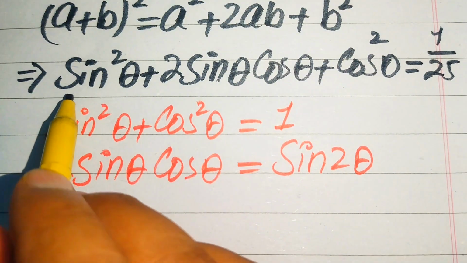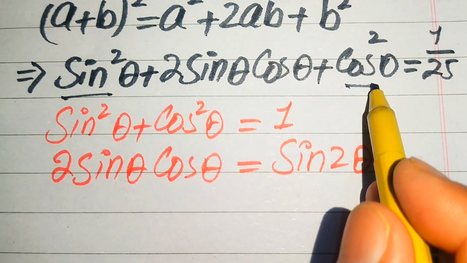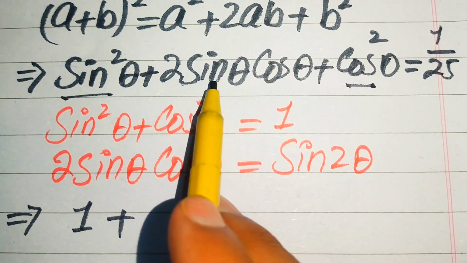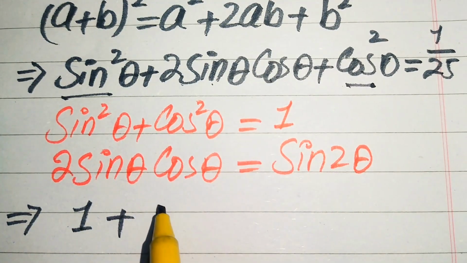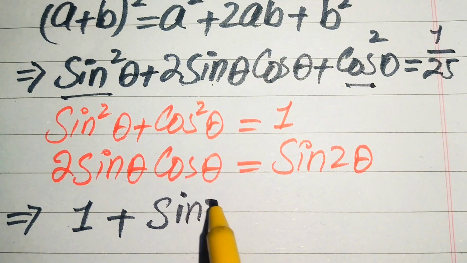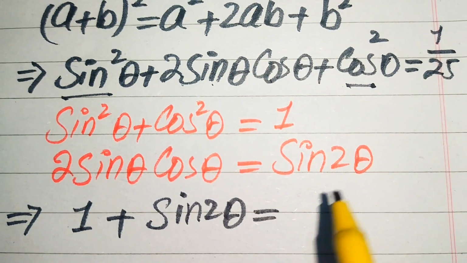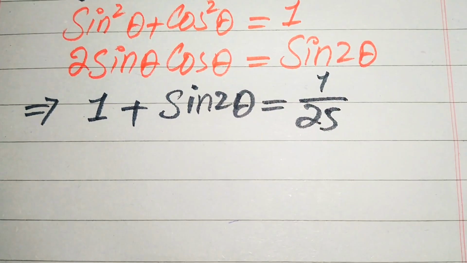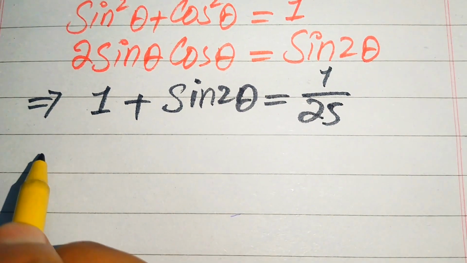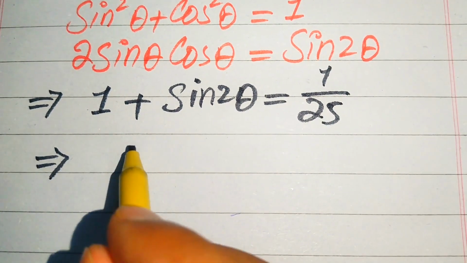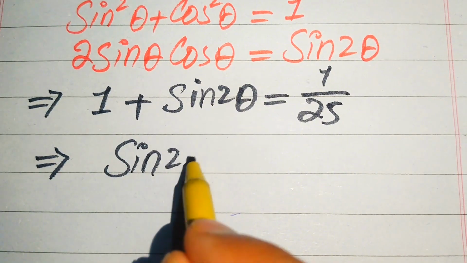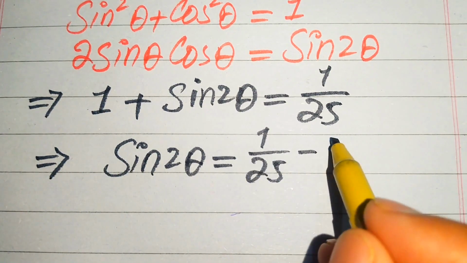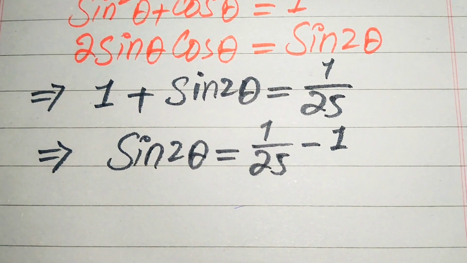So you see that we have sine square theta plus cos square theta equals 1, plus 2 sine theta cos theta equals sine of 2 theta by applying the double angle identity, and here we have 1 divided by 25. Now in the next step we move the term plus 1 to the right hand side, and we get sine of 2 theta equals 1 divided by 25 minus 1.